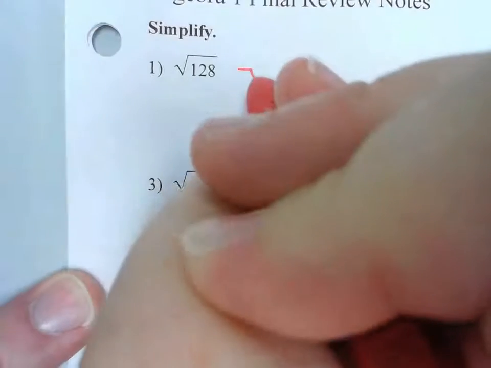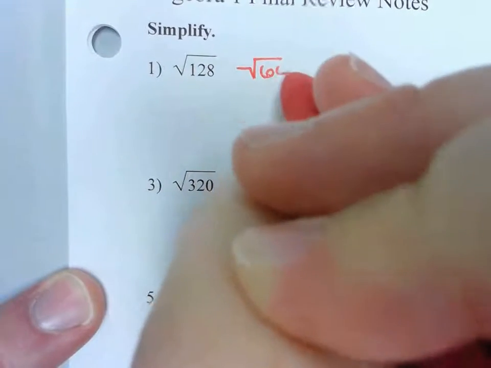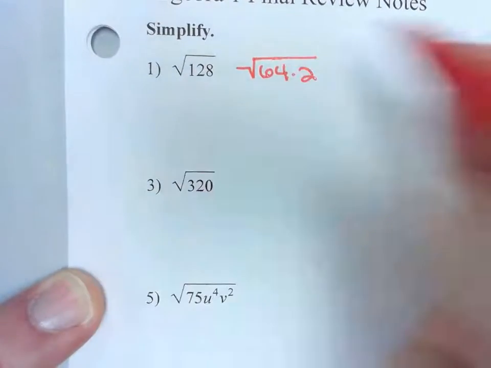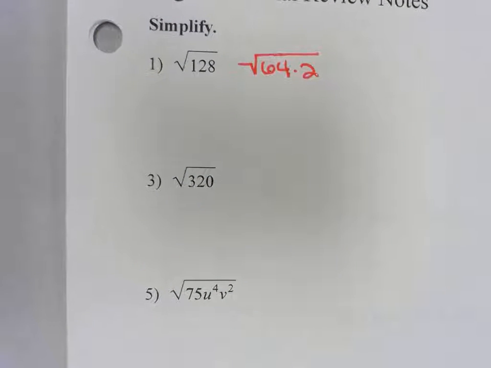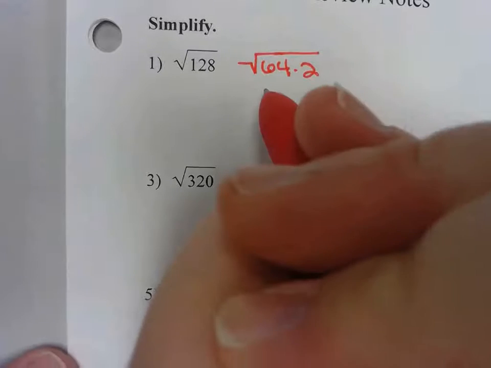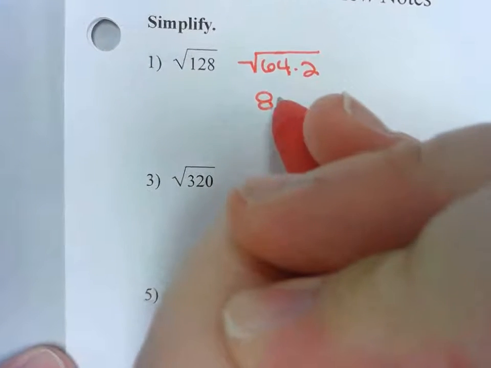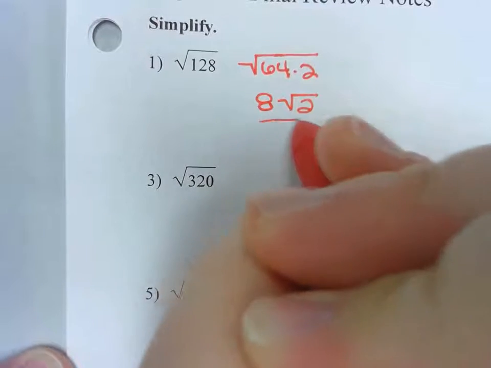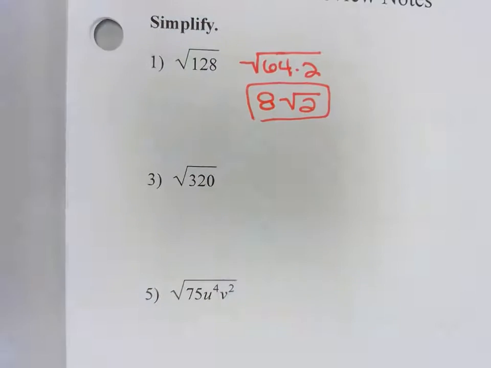64 times what? 2. So we are going to rewrite it as the square root of 64 times 2. This is what we did in chapter 10. Should look familiar. Now, what is the square root of 64? 8. I bring it out front. So that's 8 square root of 2, and that is your answer. The reason that we want a perfect square underneath there is because I can actually take the square root of it and get a whole number, and I can bring it out front. So 8 square root of 2.